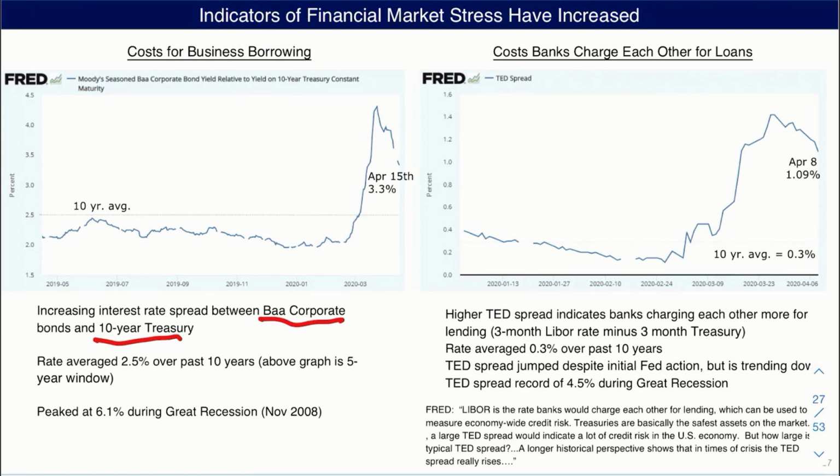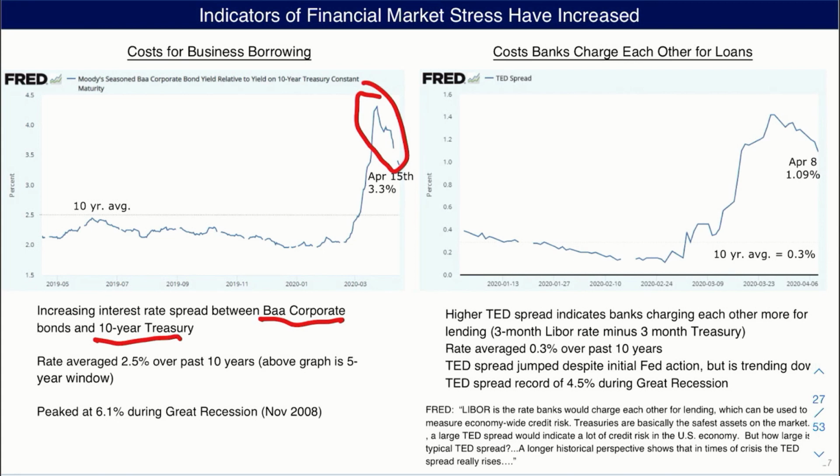And for what it's worth, last month we talked about this. We were only halfway up that curve, and now we're all the way up to the top. So it's jumped, but still, in the left-hand side graph, the peak was 6.1 in the Great Recession, and we're at 4 something.